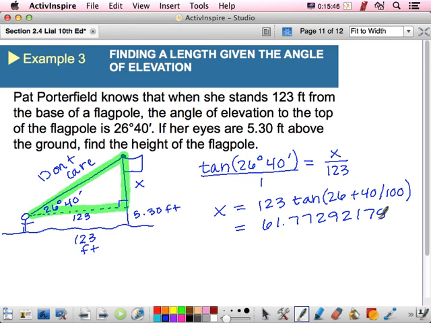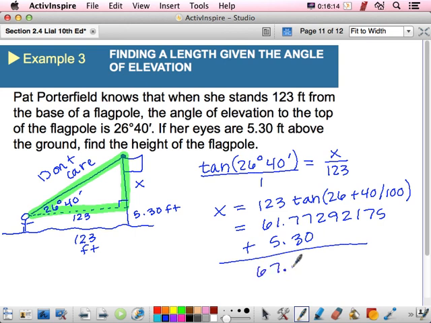How come I can't round yet? Is that my final answer? Nope. That is not my final answer. My final answer is that amount plus what? 5.3. So I have to add 5.30 to it. And then I'm allowed to round the height of that flagpole to 3 significant digits. So tell me what that adds up to.